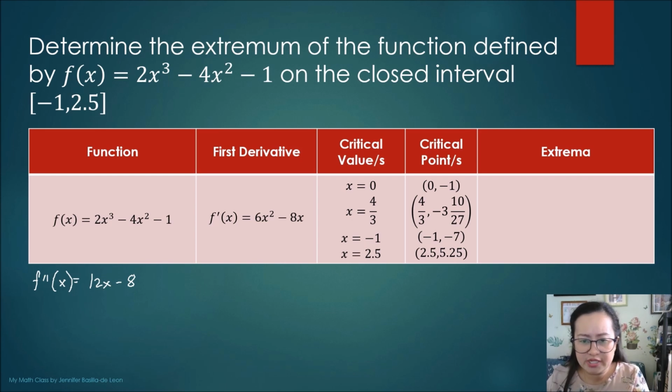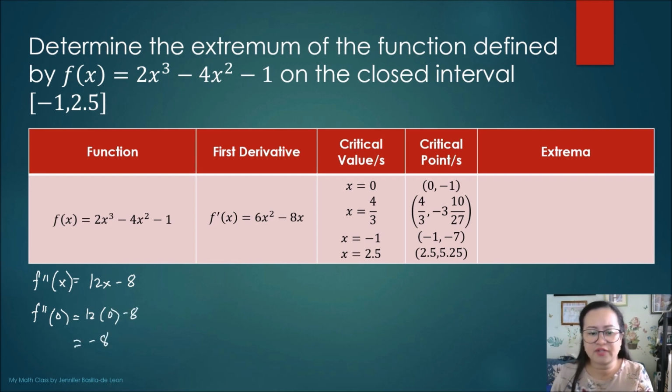Now, we have x equals 0. Evaluating f double prime at x equals 0, then we will have 12 times 0 minus 8. So therefore, we have negative 8. Now, since it's less than 0, then we can say that this is a relative maximum.